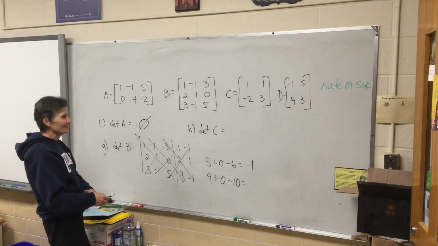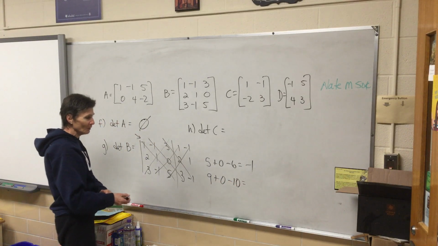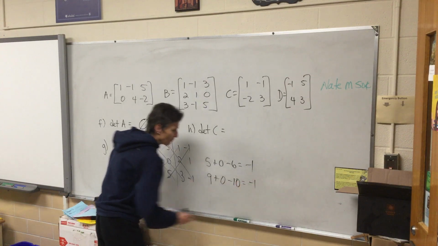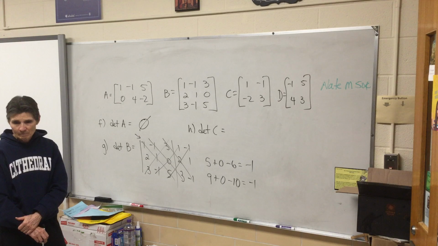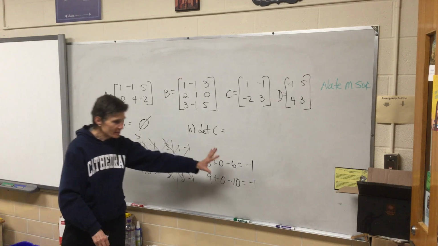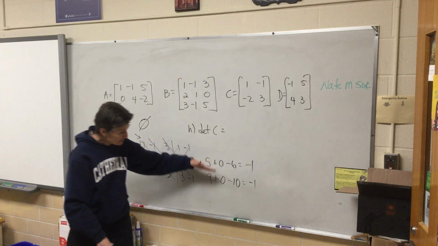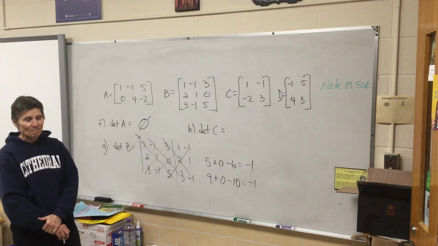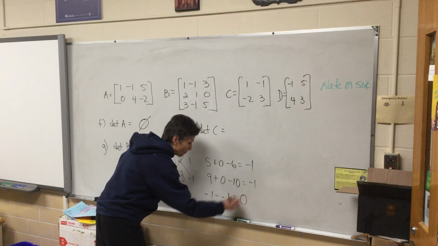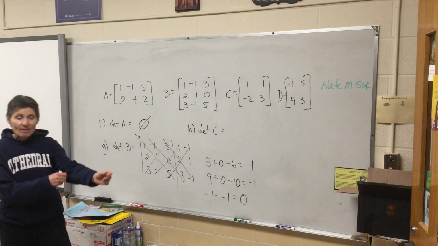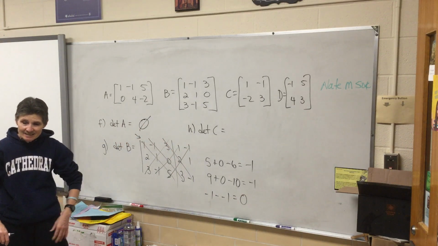Oh my gosh. This is kind of cool. So I got -1 for that one. What do I do with these 2 numbers now? These are my downs, these are my ups. What do I do with them? Subtract. So it's -1 minus -1, which is 0. That determinant is 0.